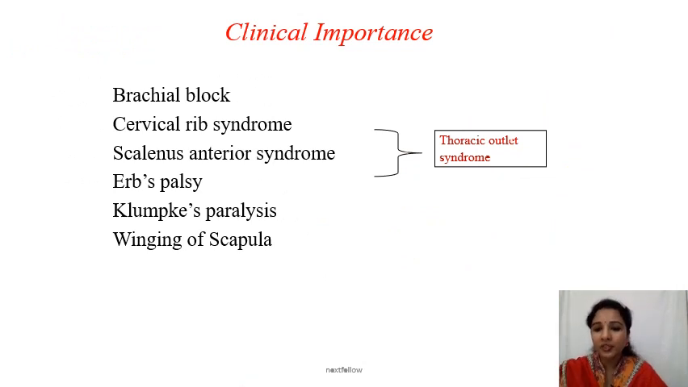So that was about the anatomy of brachial plexus. Clinical importance of brachial plexus. It is very important in brachial block, where they give local anesthesia. Then cervical rib syndrome, compression of brachial plexus because of an extra rib, and scalenus anterior syndrome because of abnormal attachment of scalenus anterior muscle. And we have discussed Erb's point. So Erb's palsy we are going to see, Klumpke's palsy and winging of scapula. Cervical rib syndrome and scalenus anterior syndrome can both be considered together as thoracic outlet syndrome.